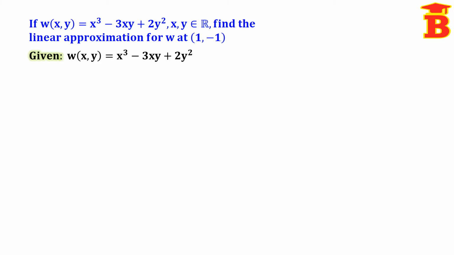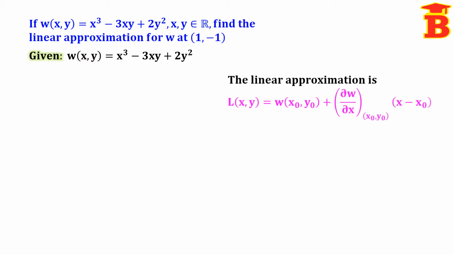Here w is a function of x comma y. So the linear approximation, the formula is L of x comma y equal to w of x0 y0 plus dou w by dou x at the point x0 y0 into x minus x0 plus dou w by dou y at the point x0 y0 into y minus y0. Here the given point is x0 y0.